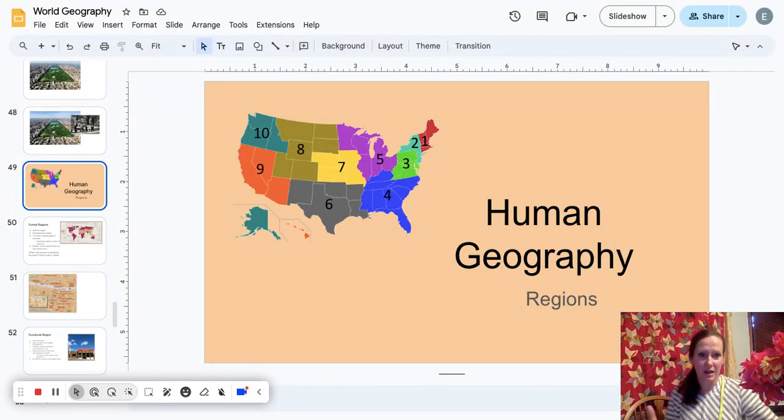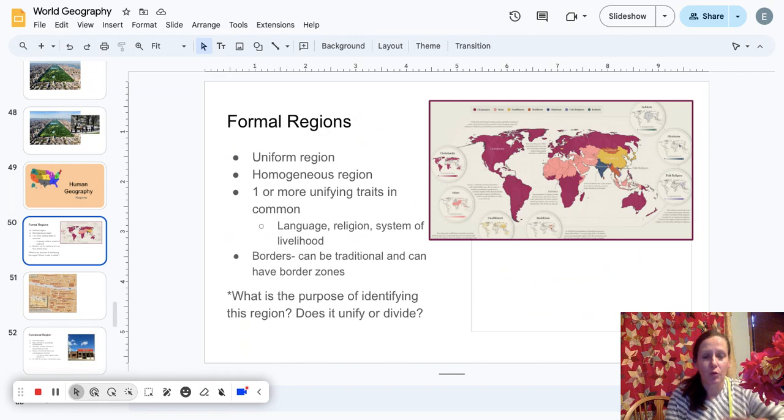All right, so this is a concept I don't think you'll have any problem understanding, but as always, we'll review it and we can break it down even further. So basically, you want to know there's a few different types of regions. All right. So, what are the different types?